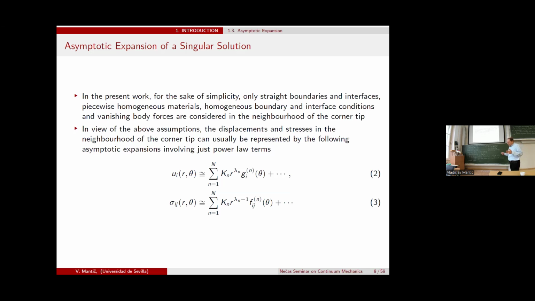In the present work, we will consider the most simple situation where we consider just straight boundaries of the wedges or corners, cracks. We consider homogeneous boundary and interface conditions, vanishing body forces in the neighborhood of the singular point. And in view of this assumption, we will also neglect the possibility of having logarithmic terms, because under this assumption this is very rare and associated with multiple eigenvalues, algebraic multiplicity of eigenvalues. So in this situation, we have these two asymptotic expansions for displacement and stresses in the neighborhood of a singular point.